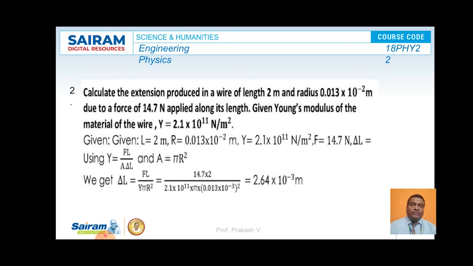According to the formula, we know that Young's modulus Y is equal to FL by A delta L, and here the value of A is equal to pi r square. Therefore delta L is equal to FL by Y pi r square. Then substitute the values of F, L, Y and R in the formula. On simplification, we get the value of delta L equal to 2.64 into 10 to the power of minus 3 meter. So this is the answer for the given problem.